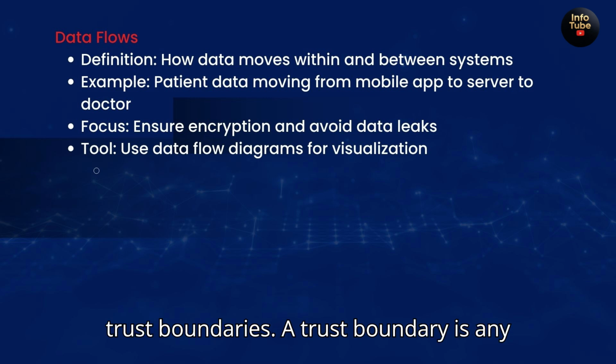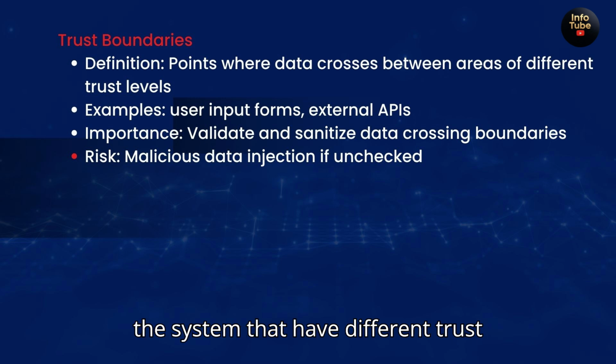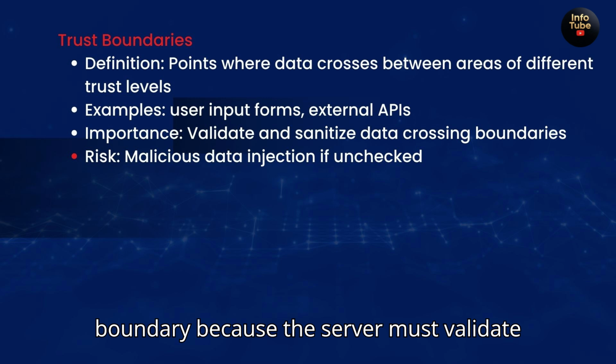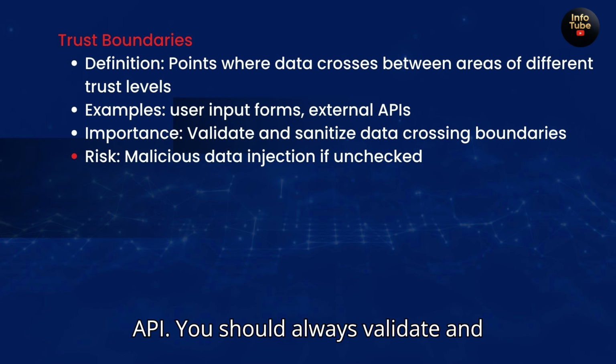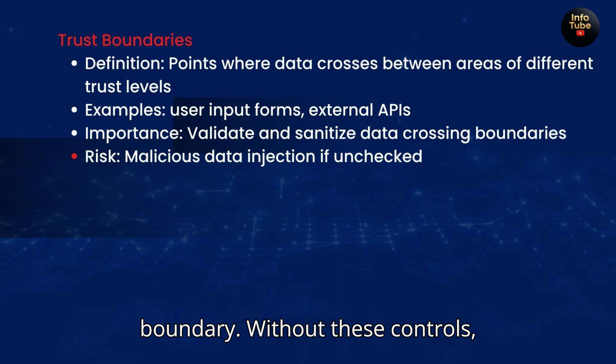Next is trust boundaries. A trust boundary is any place where data moves between parts of the system that have different trust levels. For example, when a user submits data through a form on your website, that data crosses a trust boundary because the server must validate it. Another example is using an external API. You should always validate and sanitize data when it crosses a trust boundary. Without these controls, attackers can inject malicious data.